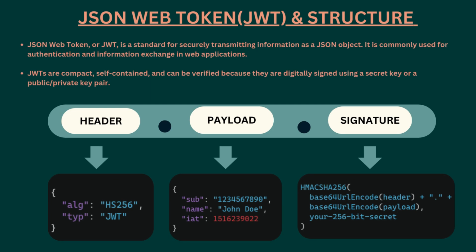The header contains two fields: the type of the token, which is JWT in our case, and the signing algorithm being used, such as HS256 or RS256. So this is the example of header where we specify in a JSON object the algorithm and the type.